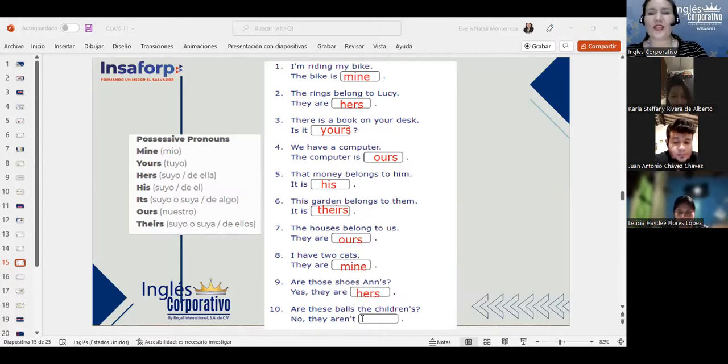Are these all the children's? Yes. No, they aren't theirs, porque de los niños. Theirs. Okay, challenging, but it was good. It was good. Well done.